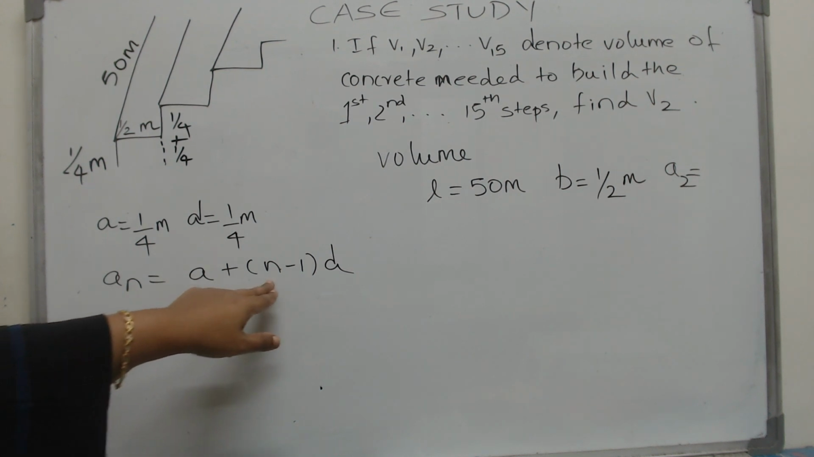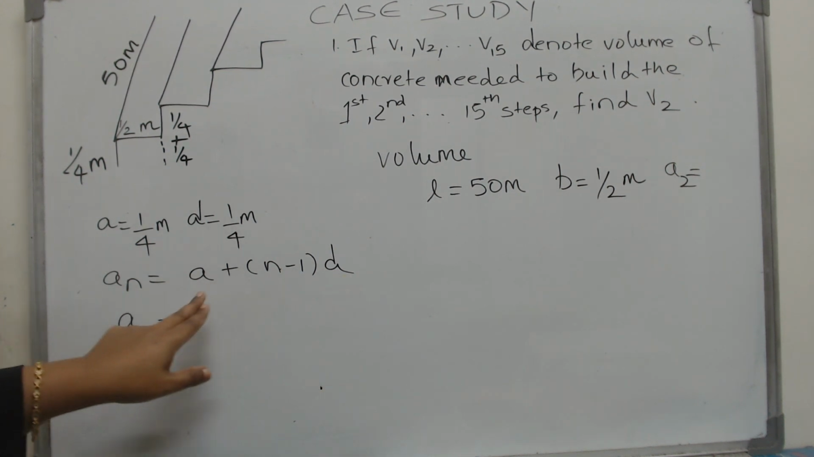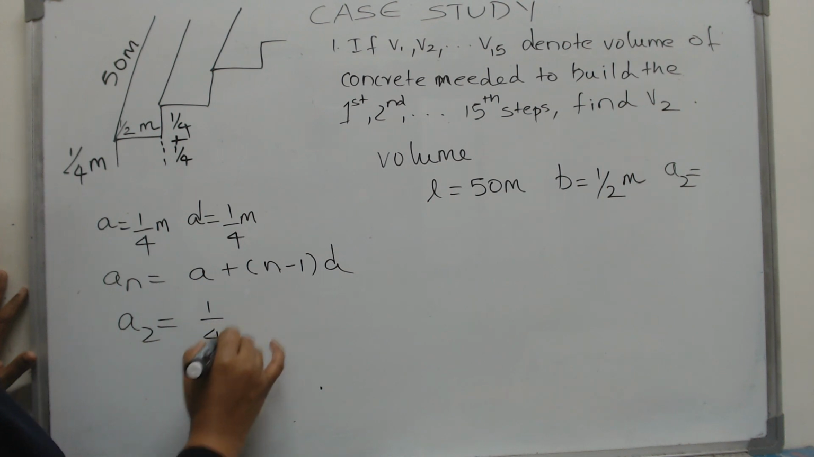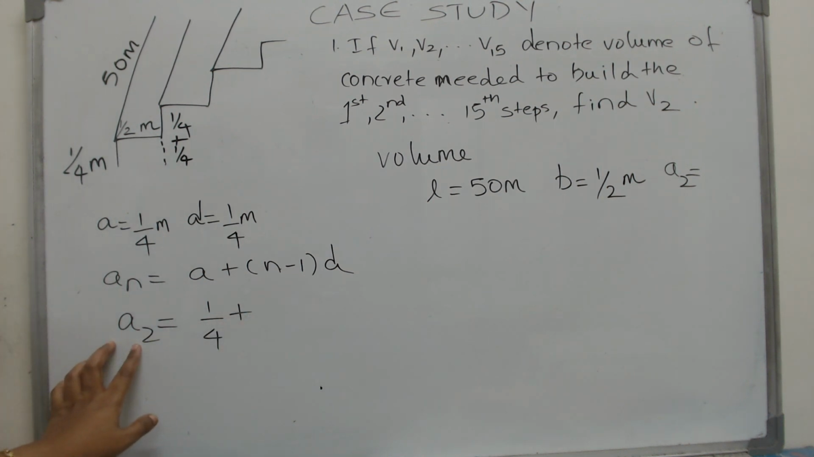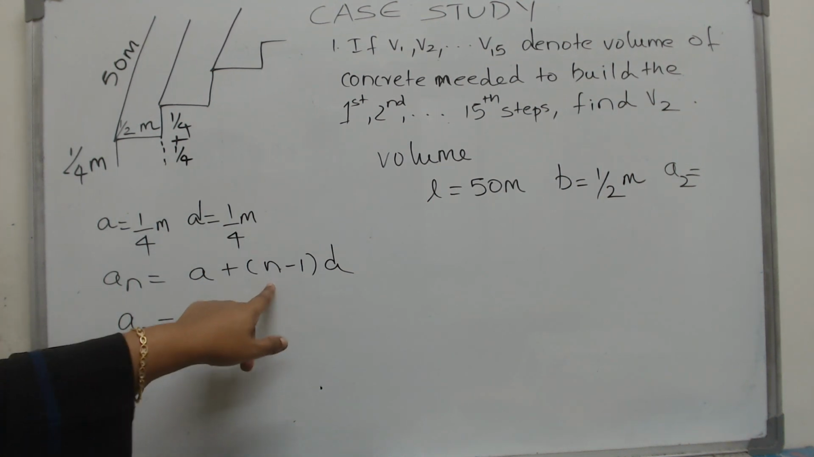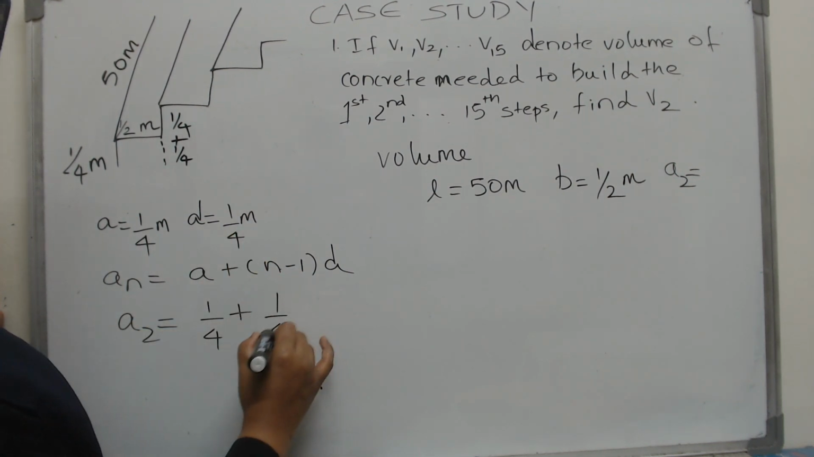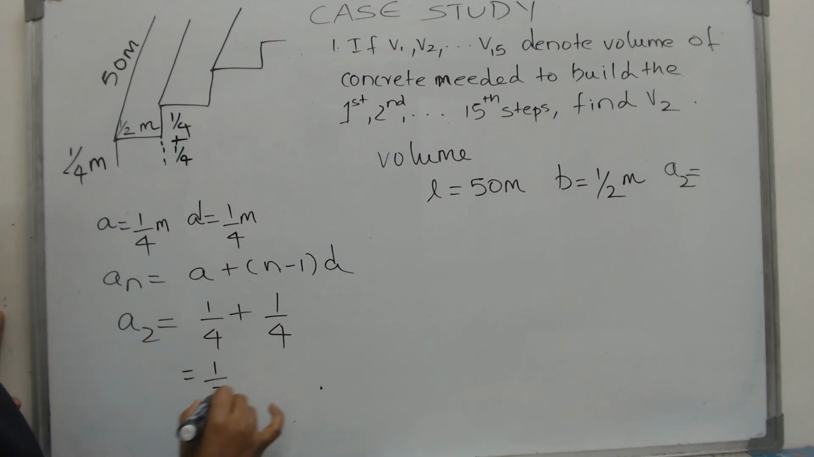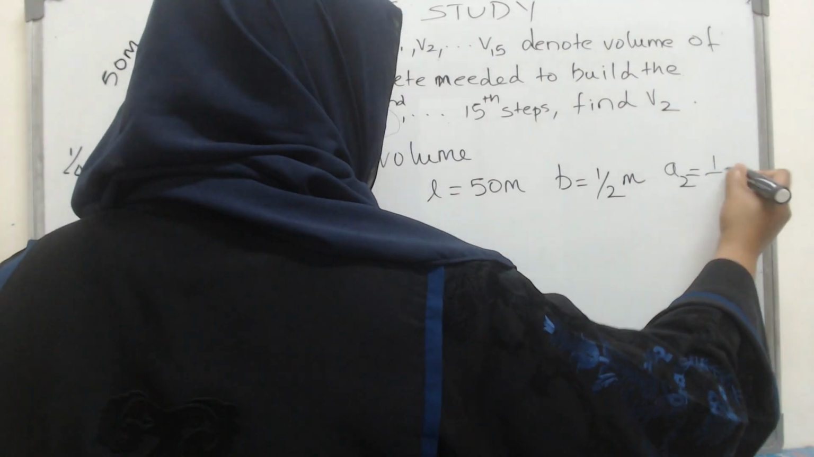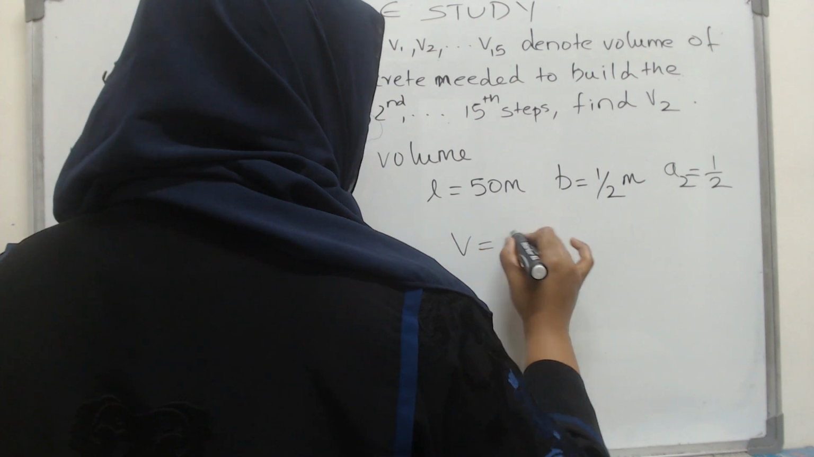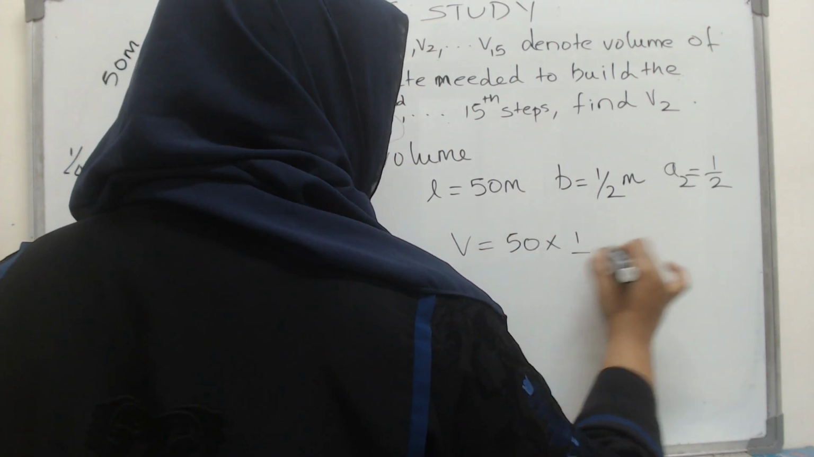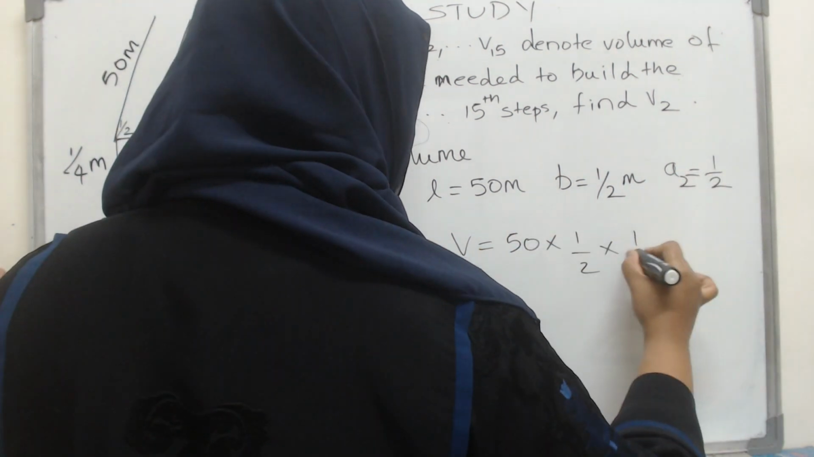It is a plus n minus 1 into d. What is a? It is 1/4. What is n here? We are finding the second step. So n is 2. 2 minus 1 is just 1. So therefore 1 into 1/4, which is 1/4, making the height half. So the height of the second step is half, and the volume is what? 50 into half into half, which is what?